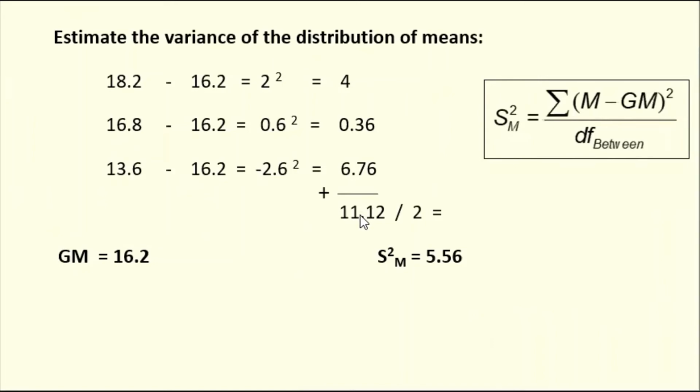And so in this section, we're using some different numbers here, these means and the grand mean, rather than our x's and our regular means. But basically this process is very, very similar to that estimated population variance. And here though, we're going to divide by df between. And we're going to get that the estimated variance of the distribution of means is 5.56.